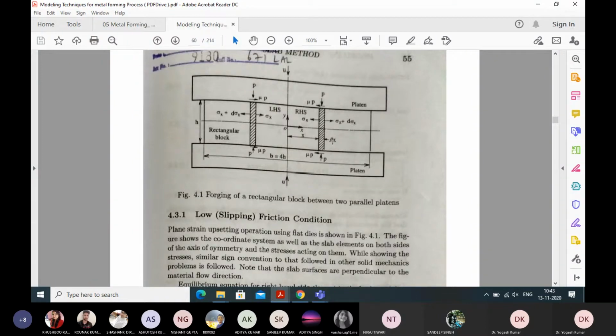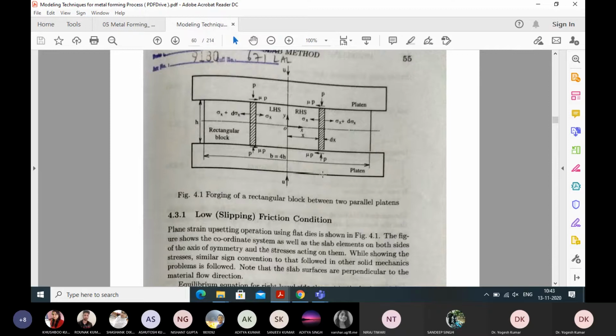Consider the forces acting on this strip. Suppose on one side the stress is sigma x, and on the other side the stress is sigma x plus d sigma x. So d sigma x is nothing but the change of stress, the change in stress in the x direction.